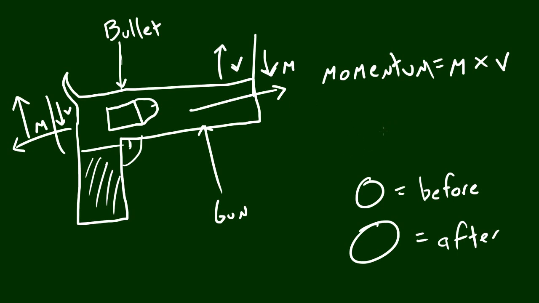So this is probably a simpler explanation using a gun and a bullet, because you are probably going to fire a gun more often than you're going to tie two carts together with a spring and a rope and cut them. So hopefully you guys understand the conservation of momentum now.